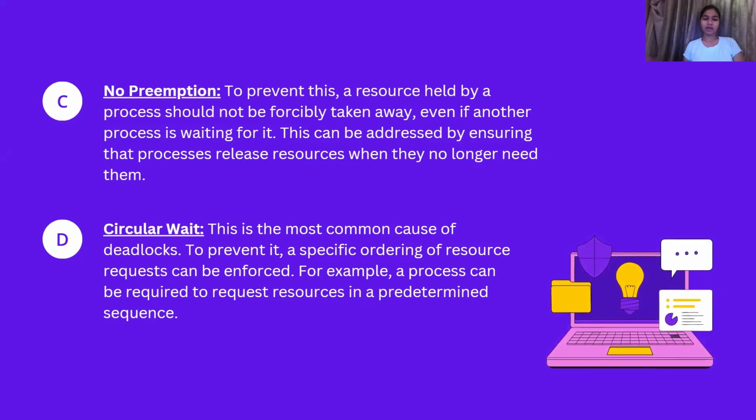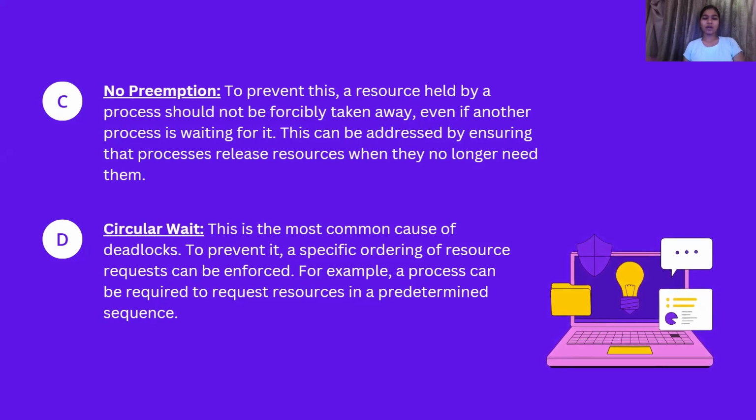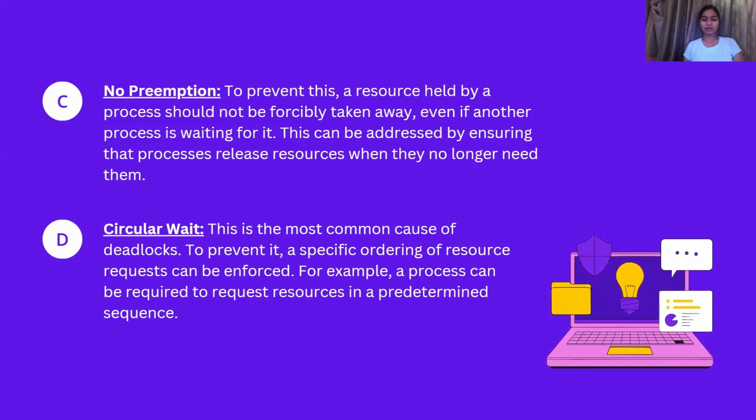And the last, circular wait. This is the most common cause of deadlocks. To prevent it, a specific ordering of resource requests can be imposed. For example, a process can be required to request resources in a predetermined sequence.